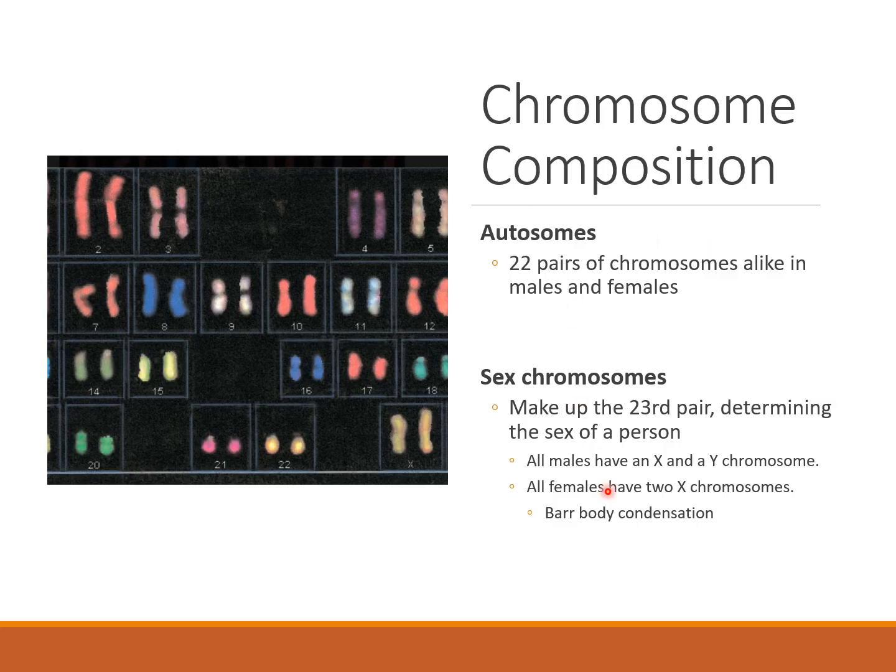And then we also have our sex chromosomes, and those are the 23rd pair of chromosomes in the body. And those determine the sex of a person. So all males have an X and a Y chromosome, and all females have two X chromosomes. So male XY, female XX. Okay. And these, I think, down here in the little corner are your sex chromosomes. All right.